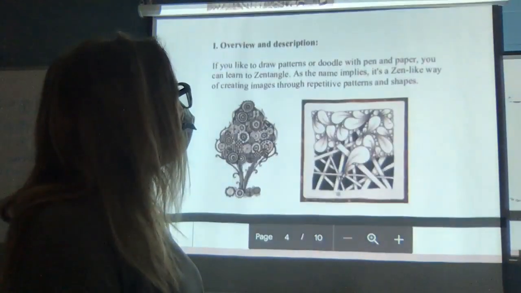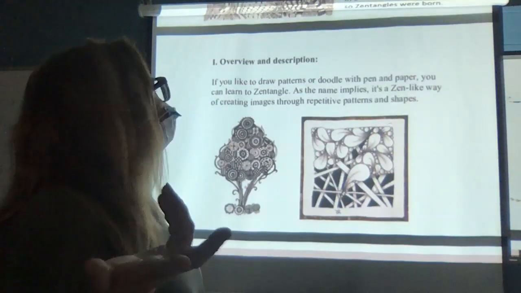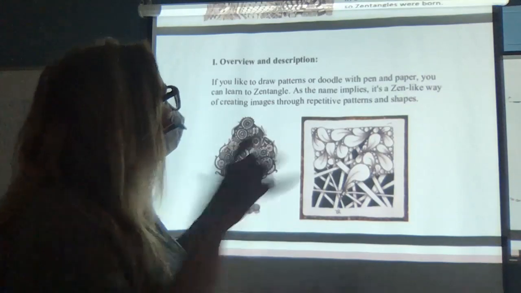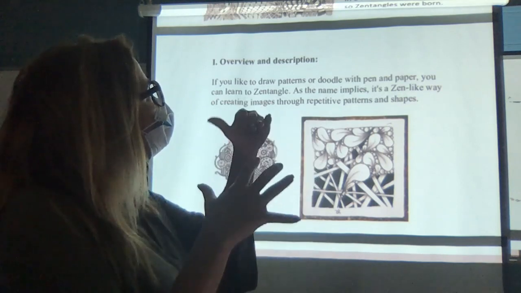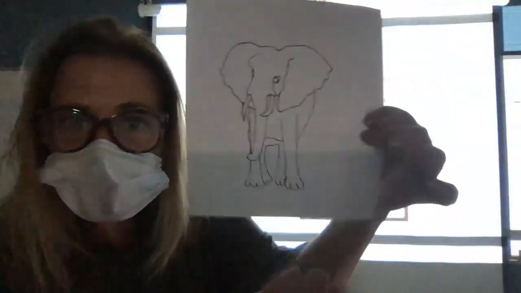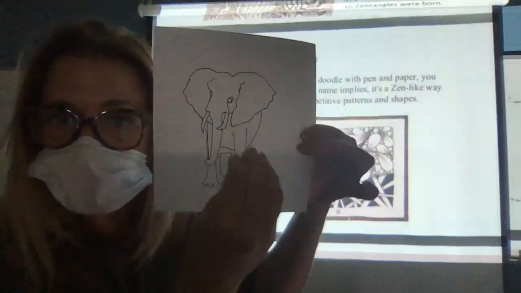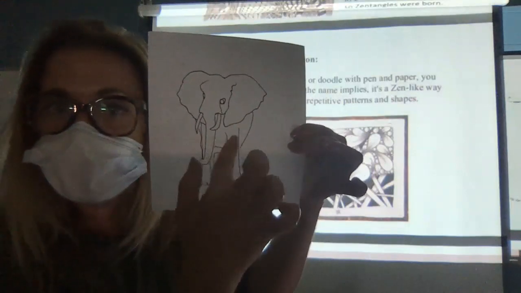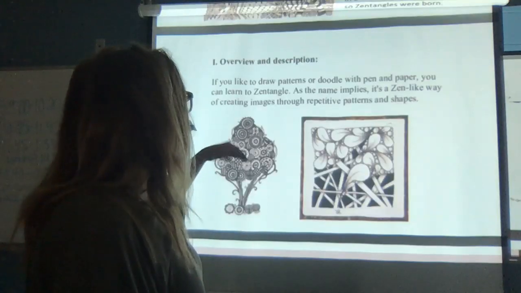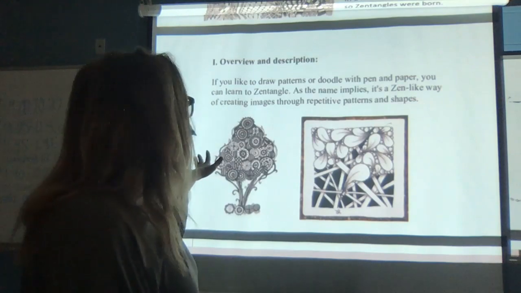You can search hashtag Zentangle art on Instagram and all over the computer. I know that my students last year did their own Zentangles, and then they also did an animal outline. Like this elephant, we would take a contour line drawing of an elephant. I think all of y'all remember that. A contour line drawing of an animal, and we would fill it in with Zentangle patterns. So all you're doing is creating a pattern or a doodle with a pen, obviously in your sketchbooks.